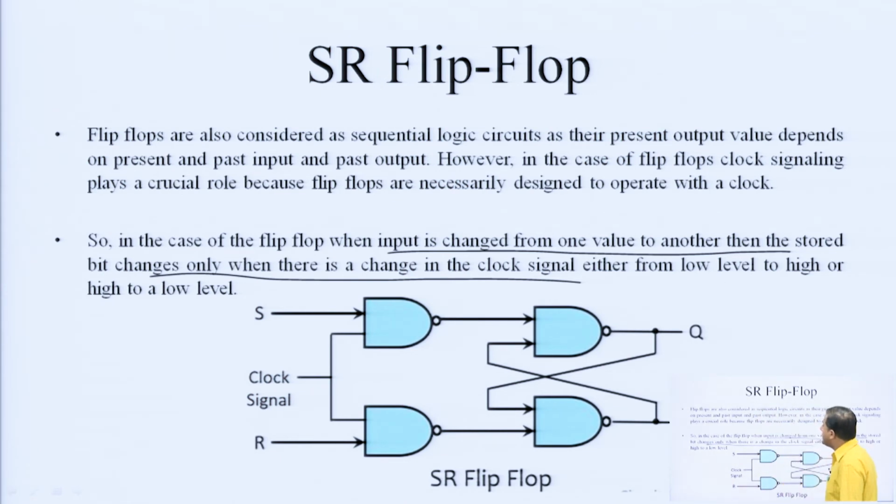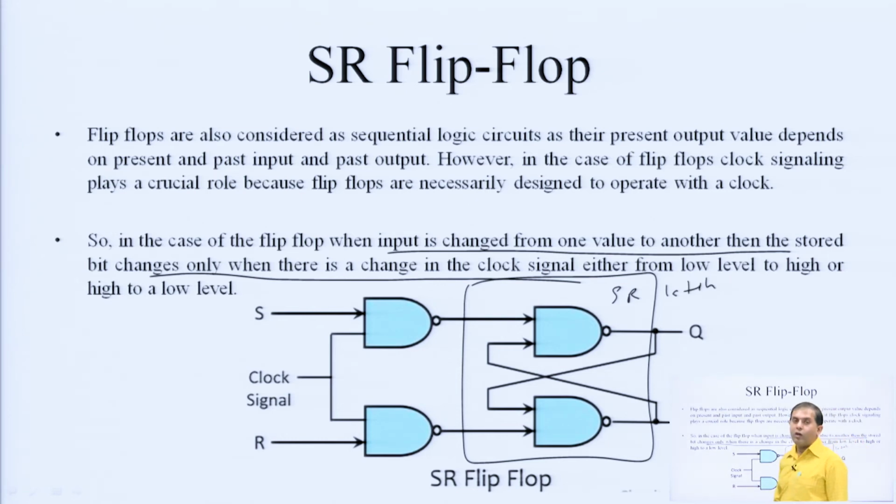The SR flip flop is designed using the SR latch. This part you can see is nothing but the SR latch, and we are adding 2 more NAND gates: 1, 2, 3 and 4. So there are a total of 4 NAND gates, but this part is the SR latch, and here we have taken the clock signal between these 2 NAND gates. Check the diagram: it is nothing but the SR latch plus 2 more NAND gates and one clock input.